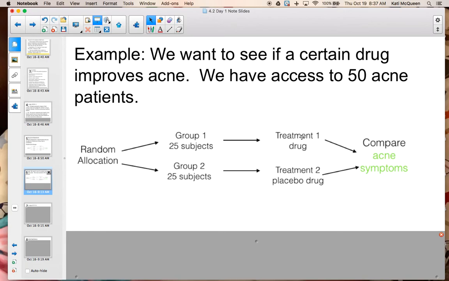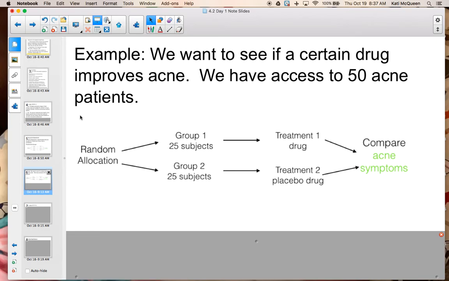After the groups have received the treatment, in the end, I'm going to be comparing them. And what am I comparing? Well, my response would be, did the acne improve? So the acne symptoms. I want to make sure I have this placebo group in here because sometimes time changes things. So the second group is going to allow me to see, is the drug helping, or was it simply that time passed? So in the end, I'm comparing the acne symptoms.